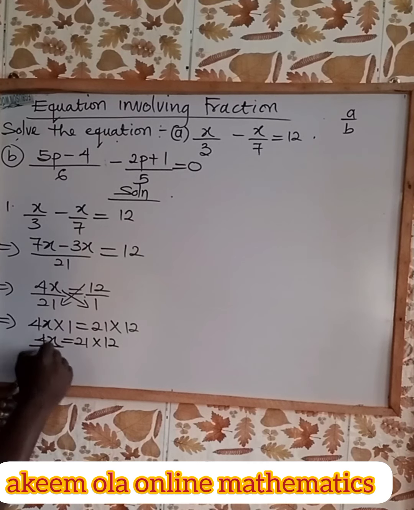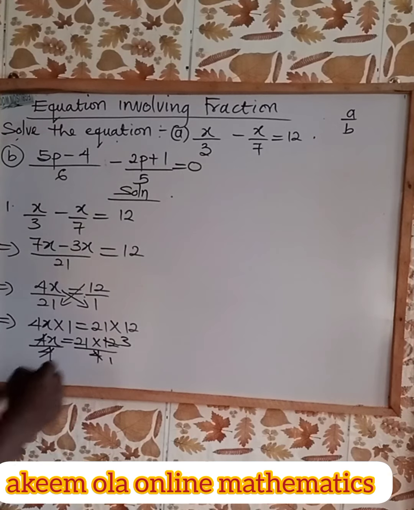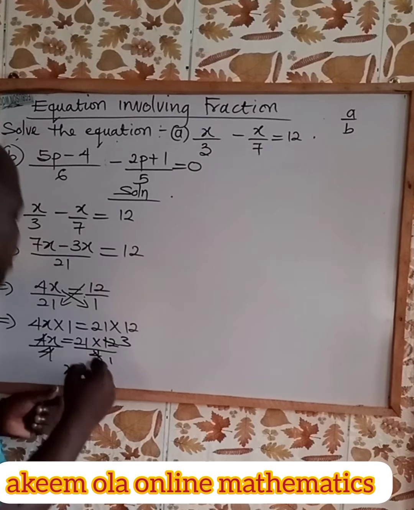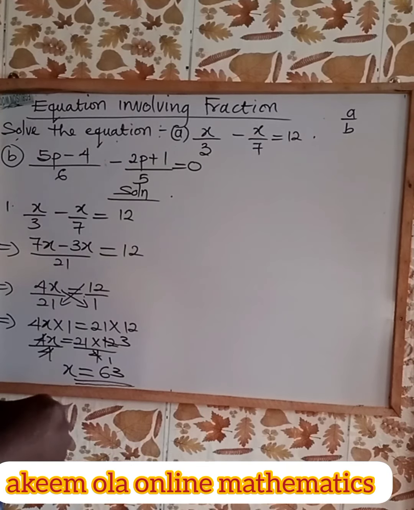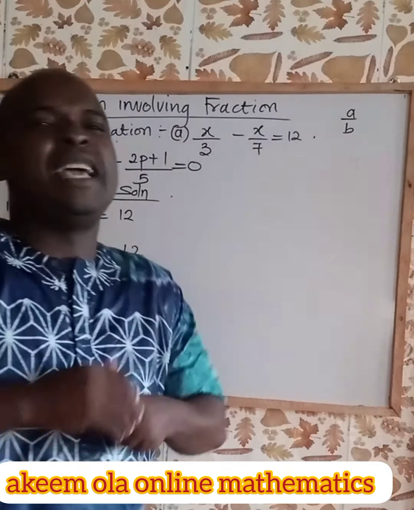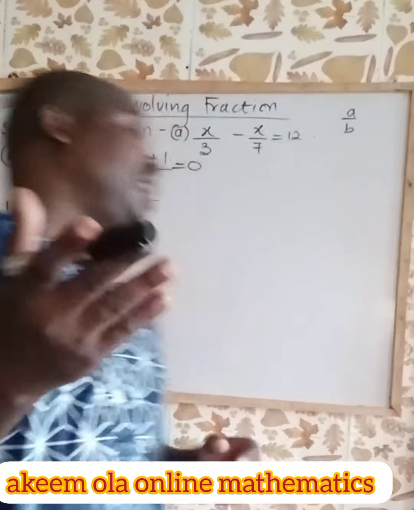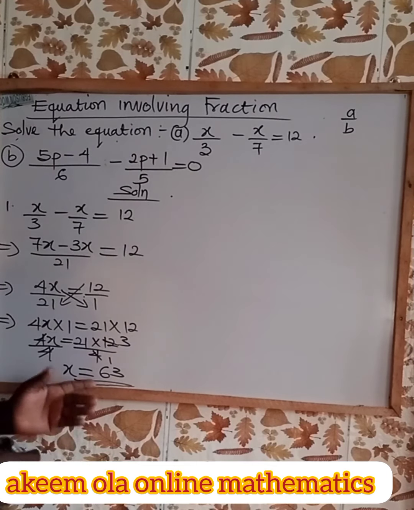I can divide both sides by 4. If I divide both sides, 4 we cancel here. 4 here is 1, 4 here is 3. So my x will now be equal to 21 times 3, which is 63. So anytime you are asked to solve, that means there is a letter in the question. They want you to get the value of that particular letter. And the letter in question number 1 is x. And we have been able to find the value of that x.